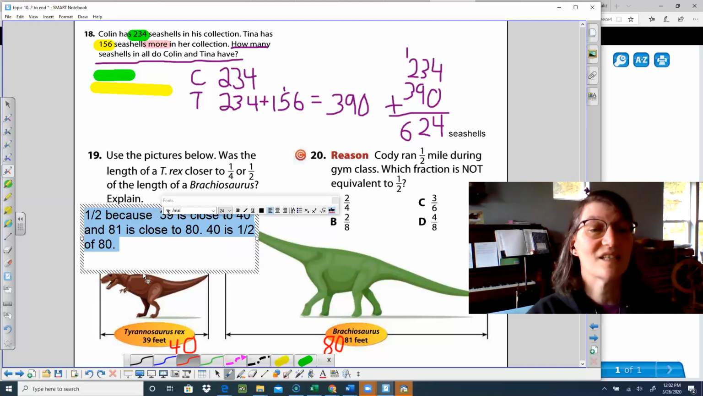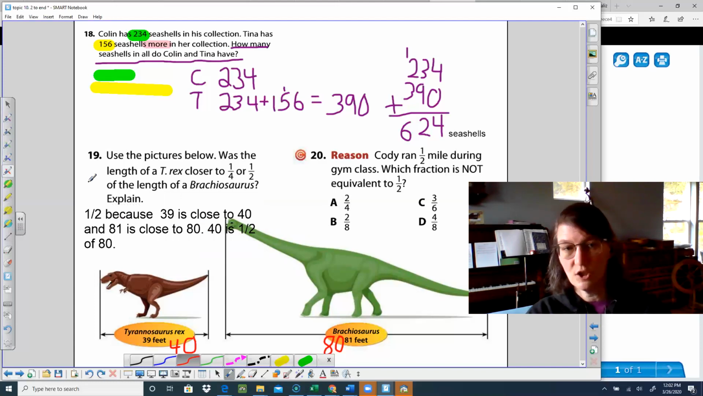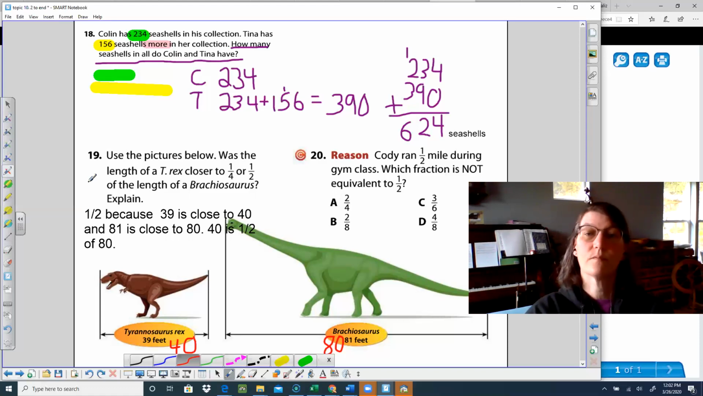Okay, so for number 18, you are writing half because 39 is close to 40 and 81 is close to 80. 40 is half of 80. So that's your explanation on why the T-Rex is closer to half the length of the Brachiosaurus.